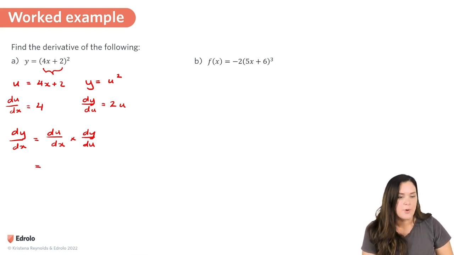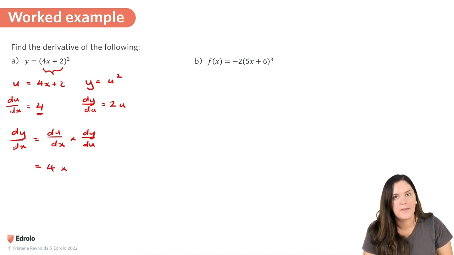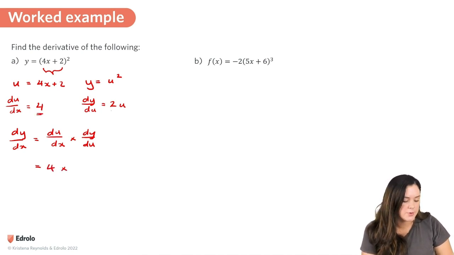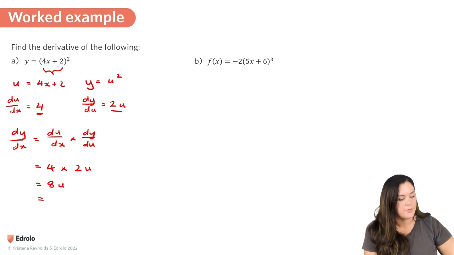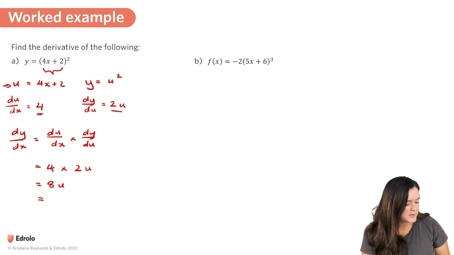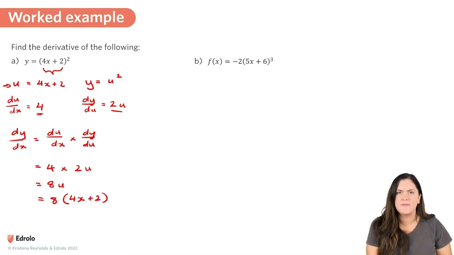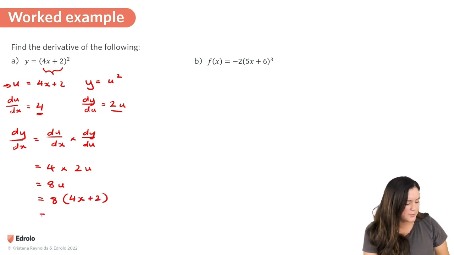So substituting in what we have there, du dx is equal to 4. And multiplying that by what dy du was, which was 2u. So simplifying that, we get 8u, and then replacing u with what we had at the top here. So u was 4x plus 2. So I'm going to rewrite that. So I have 8, and then in brackets 4x plus 2. You could expand those brackets if you want to. So we'll end up with 32x plus 16.